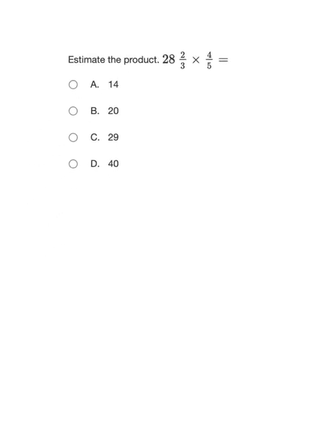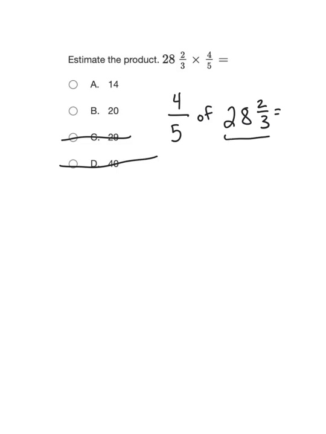Here's another estimation question. We're going to estimate the product for 28 2/3 times 4/5. If I flip-flop those factors around, it makes it easier for me to think about. I'm trying to find 4/5 of 28 2/3. That means that I'm going to take a portion of 28 2/3. So my answer needs to be smaller than this factor here. That tells me that my answer is going to be either 20 or 14.